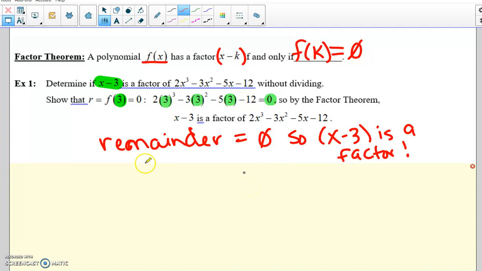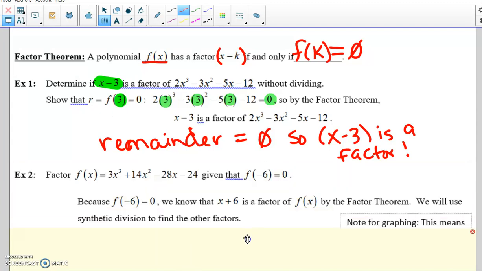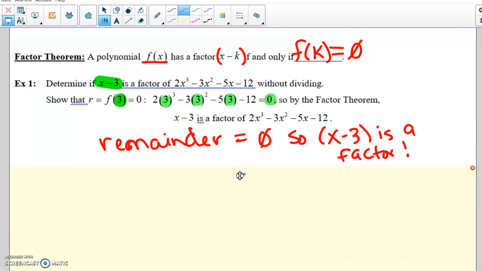Okay, so my time's almost up. I'm going to stop the video. We're going to do examples 2 and 3 in these notes, and then we're going to do a whole other sample page of notes, another 3 or 4 questions before I give you homework. So I'll see you on part 2.